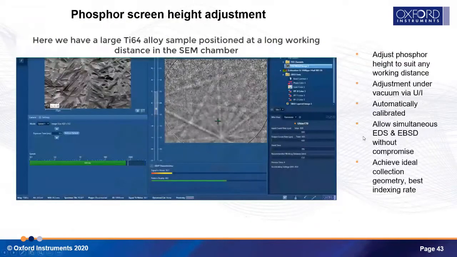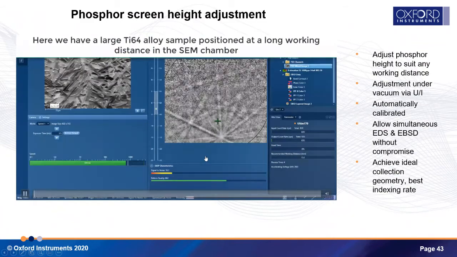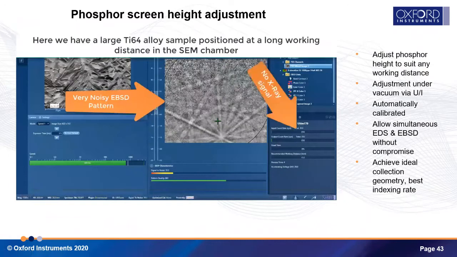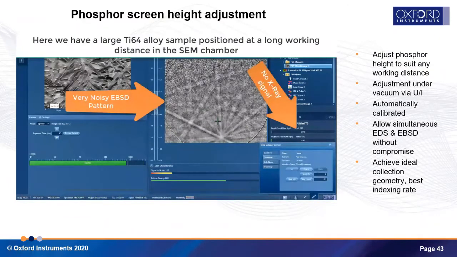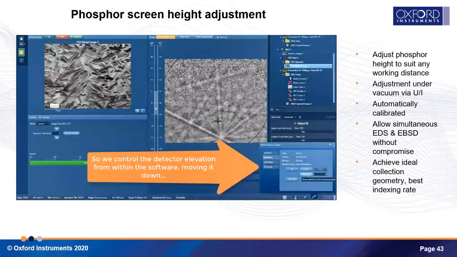Okay, so let's have a look at the effect of adjusting the height of the phosphor screen. Here we see a diffraction pattern which is not so great at the top, pretty good at the bottom, and we see that the phosphor screen is at its 0 position. If we play this video, we'll see what happens when we move the phosphor screen. We can also see that we've got no EDS counts at this time either. So what we're going to do is open up the dialog to adjust the position of the phosphor screen. We're going to move it to -8 millimeters.